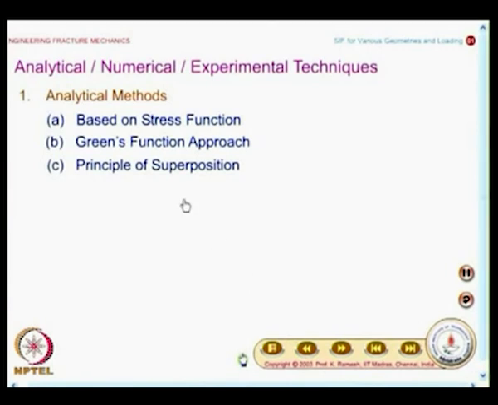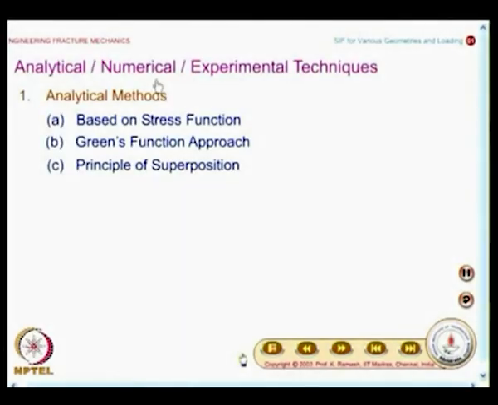And what way the stress intensity factors could be evaluated? It could be evaluated based on analytical methods, and once you say analytical methods, it could be based on stress function. In fact, only in this context I said Westergaard stress function approach is quite useful. One of the advantages of Westergaard stress function is you could coin stress functions when the crack surfaces are loaded.